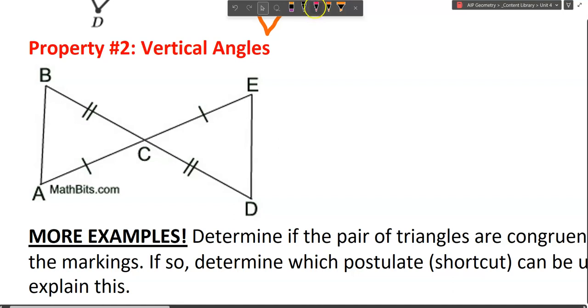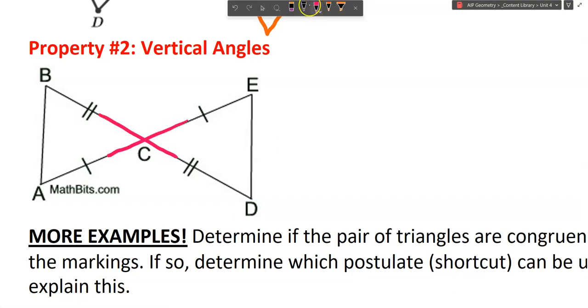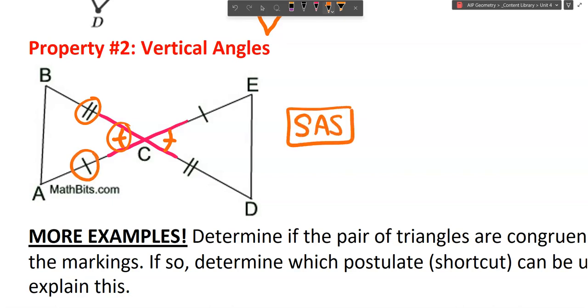We've seen these in other places, but when 2 lines are crossing each other, as they are in this case, the non-adjacent angles, in this case this one here as well as this one here, are going to automatically be equal. So even though they are not currently marked on here, what we see is we have side, angle, and side, and so these 2 triangles are congruent by SAS.